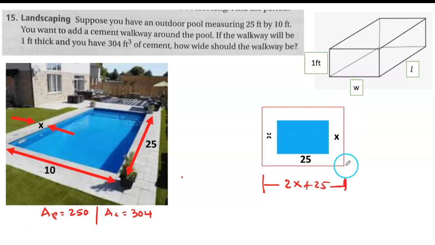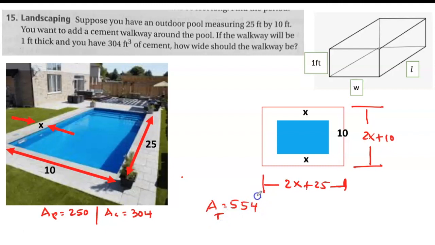What about the other side? So for my other side, I'm going to have x, which is this width, 10, and then the width again, the x. So all this is going to be x plus x, which is 2x plus 10. And now I have my base or my width times my length. But I know the total area, which is going to be 250 plus 304, that's going to give me 554. And this is my total area.